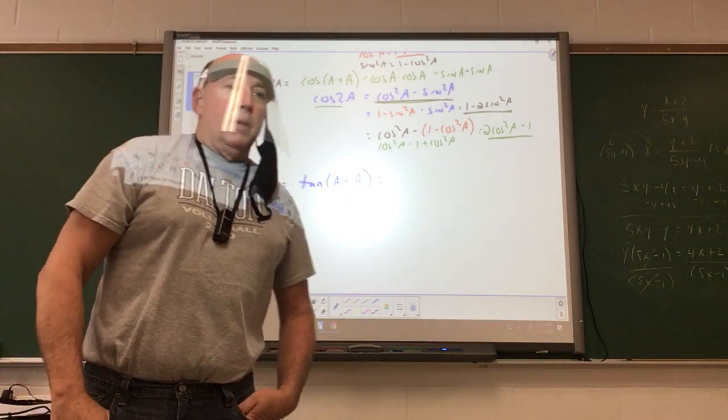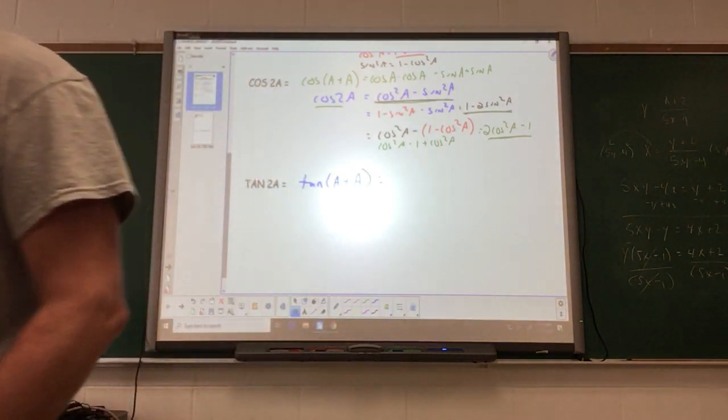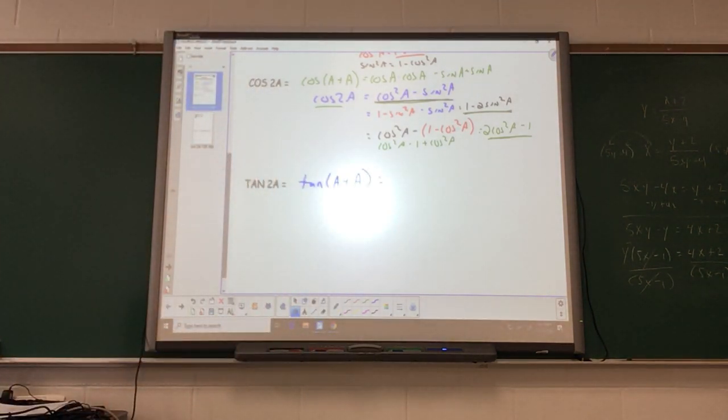Expand out tangent of A plus A. With what we just did with these first two, you should be able to simplify the formula. Tangent of A plus A. Go expand it out, see what you can do to simplify it.